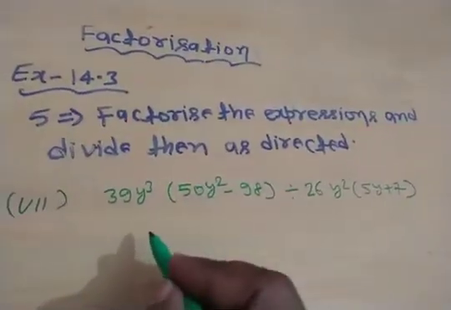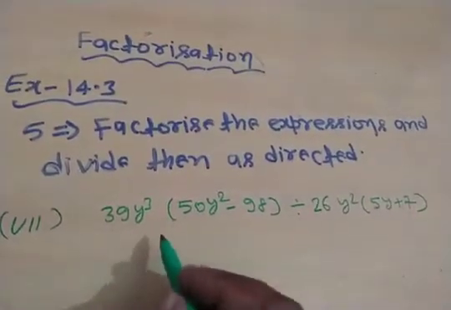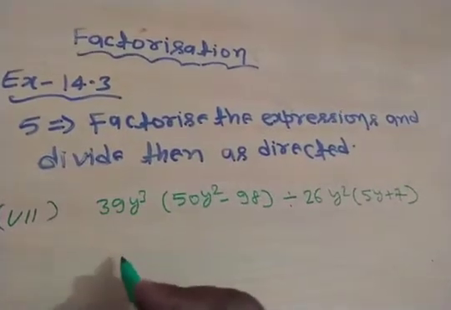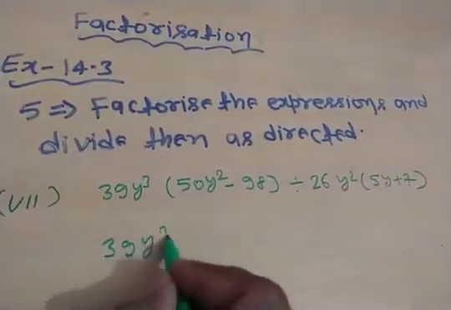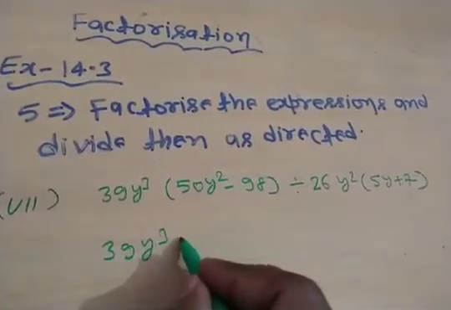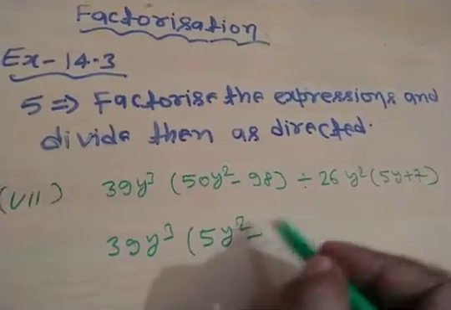This is the next part of question number 5: 39y cube. So first we can write it like this, 39y cube into 50y square minus 98.